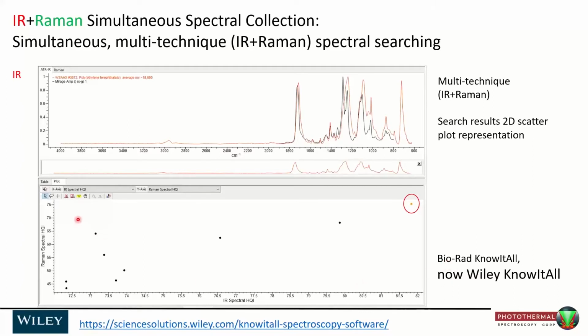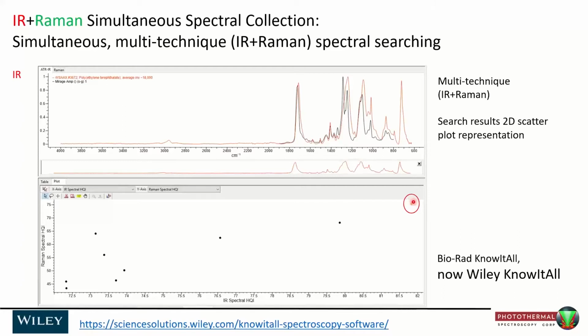So what we can now do is not only perform a simultaneous infrared Raman data measurement, we can also perform a simultaneous infrared and Raman spectral library search. And the results are then plotted, not as two separate tables, but as a 2D scatter plot. On one axis, you've got the Raman spectral hit quality index, and on the other axis, we've got the infrared spectral hit quality index, which means that the hits in the upper right-hand quadrant, those that have high IR HQI and high Raman HQI, are the ones that are most likely the correct match.